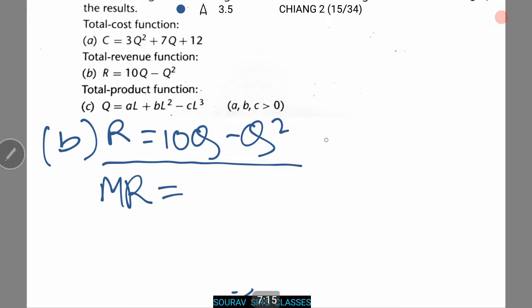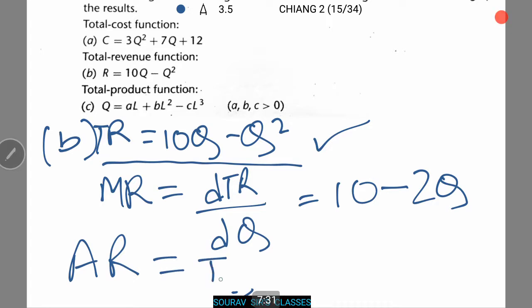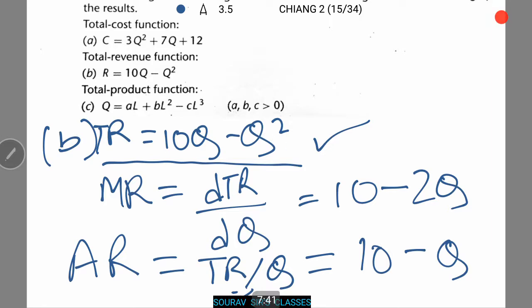Again, we'll just differentiate the revenue function, d TR by dq, which comes to 10 minus 2q. Similarly, average revenue is nothing but the total revenue divided by q or quantity, and it comes to 10 minus q. Again, we'll be doing it for a little tough function, that is the total product function. Let's see. I'll be clearing the screen, so don't worry.